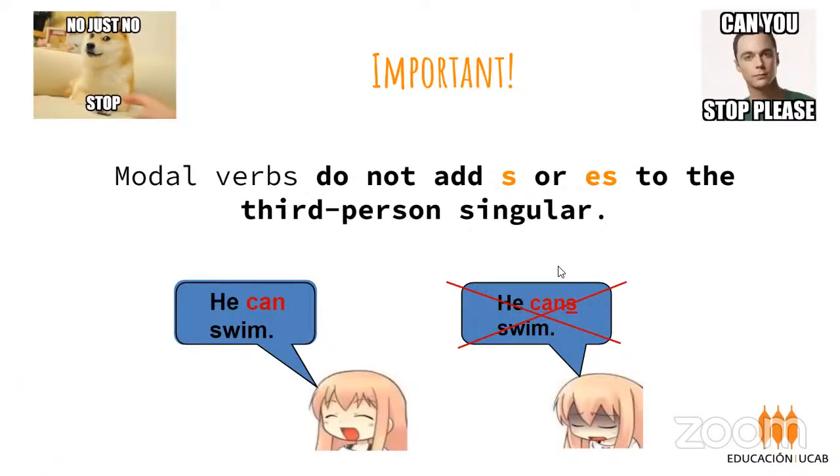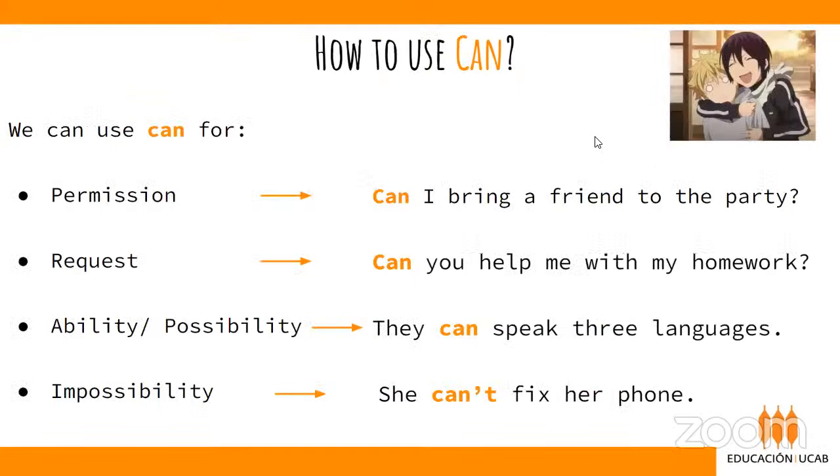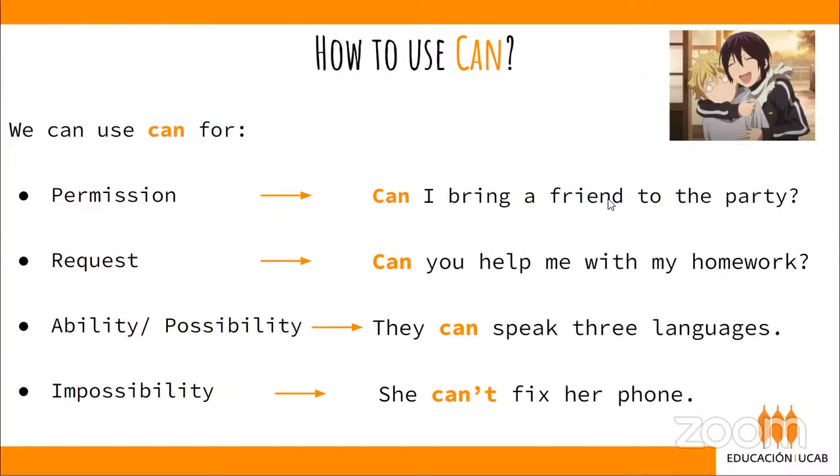We have to remember something very important. Modal verbs do not add S or ES to the third person singular. So we say he can swim. We do not say he cans swim. How to use can? We can use can for permission, as in, can I bring a friend to the party? We can ask to request, can you help me with my homework, or ability, such as possibility, like they can speak 3 languages, and impossibility, like she can fix her phone.